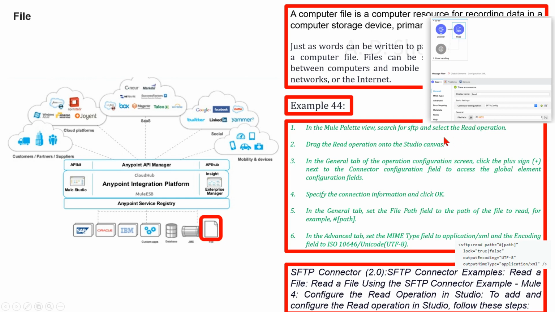In the XML editor, set up the SFTP:read configuration to look like this.